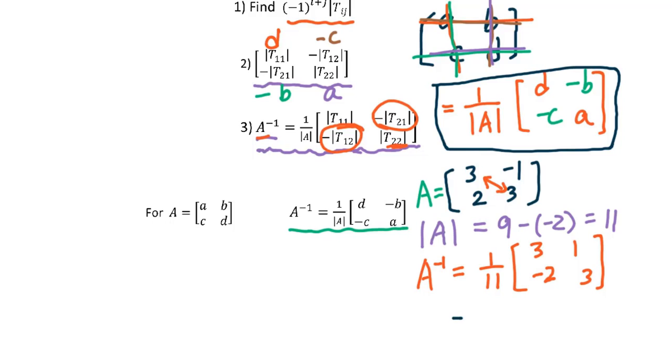Therefore, for every single element, you need to multiply by 1 over 11. So we have 3 over 11, 1 over 11, negative 2 over 11, and 3 over 11. This will be the inverse of the 2 by 2 matrix.